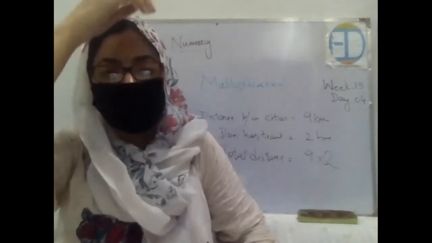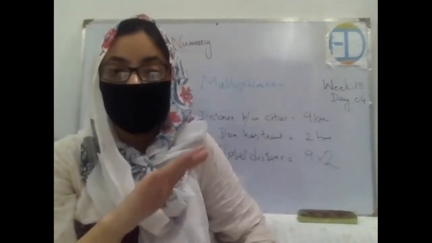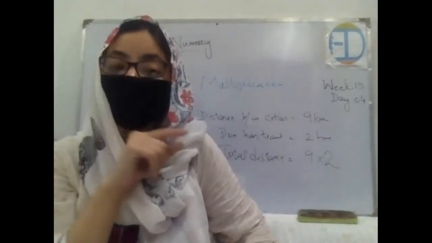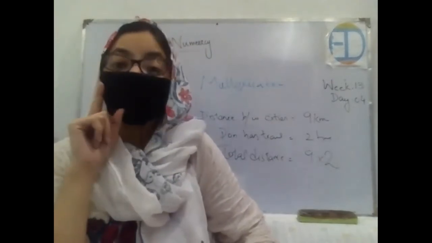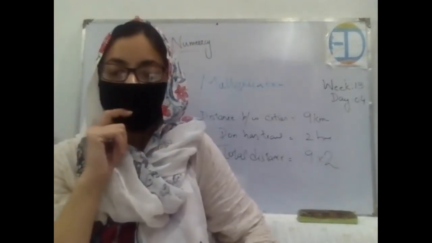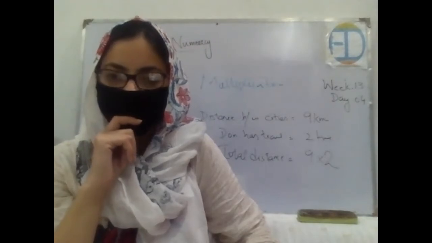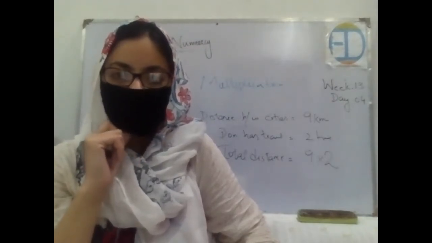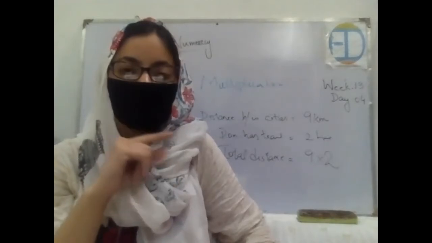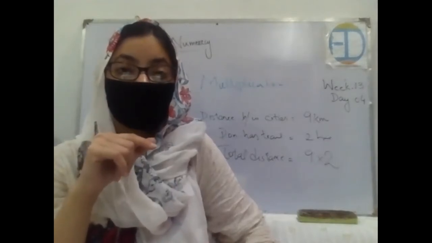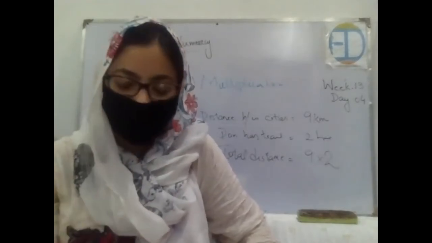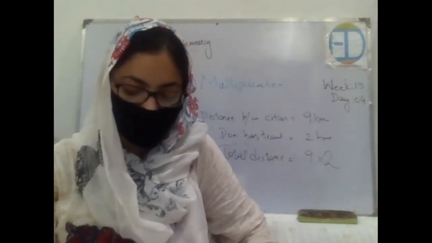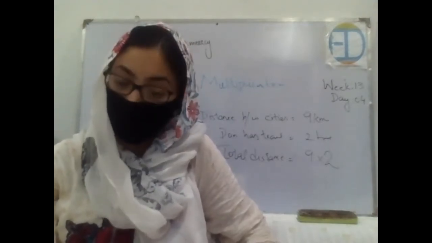So how will you find that out? You will multiply 9 with 5. So you have already drawn 9 lines for the previous question. Count them 5 times and tell me what's the answer. Hurry up. 9 times 5 is 45. Excellent, Elise.